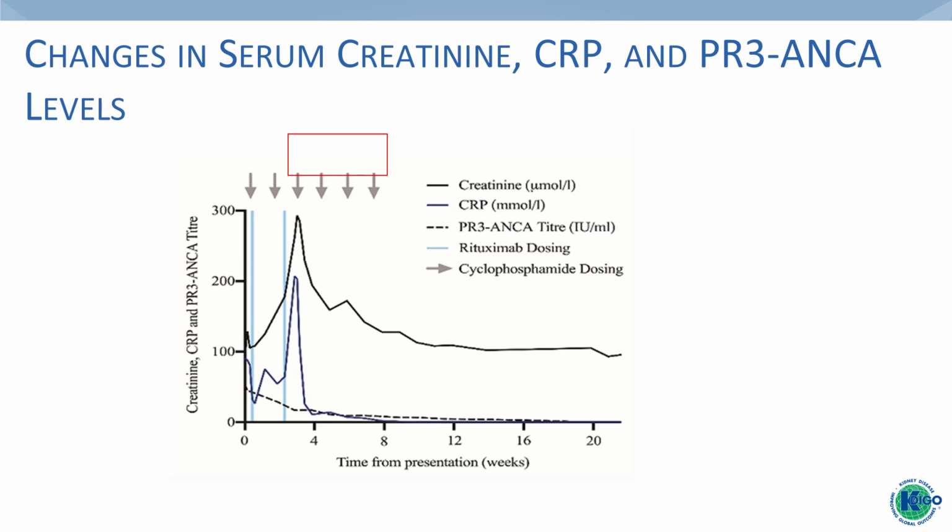This patient is treated with the rituximab cyclophosphamide combination. Rituximab is indicated in the vertical blue lines, and he achieves initial control, but actually at 3 weeks, there is a jump up in the creatinine and a jump up in the CRP. And so the cyclophosphamide course in this particular case is continued, and this subsequently leads to more complete disease control, and his creatinine normalizes.